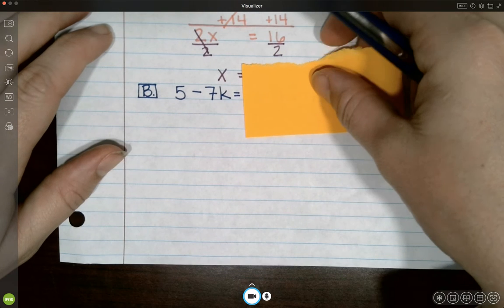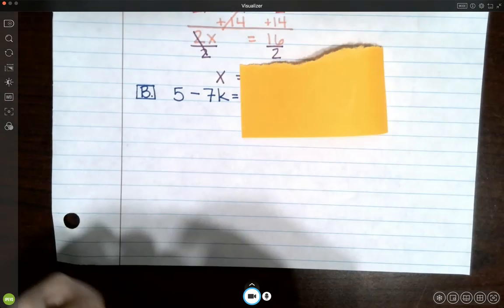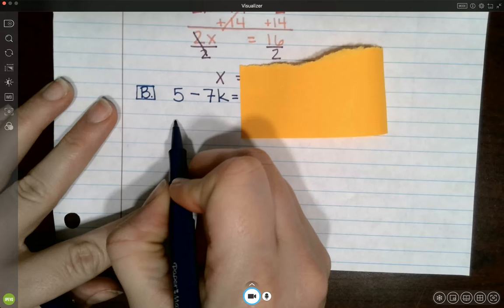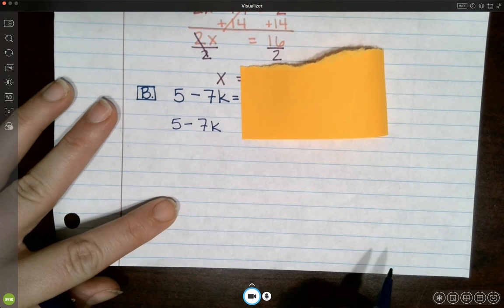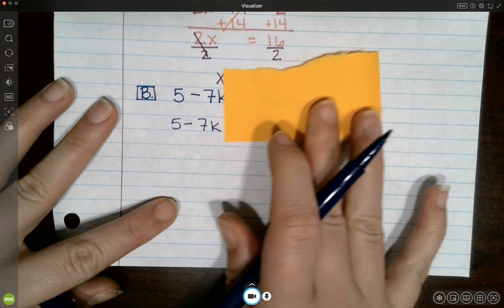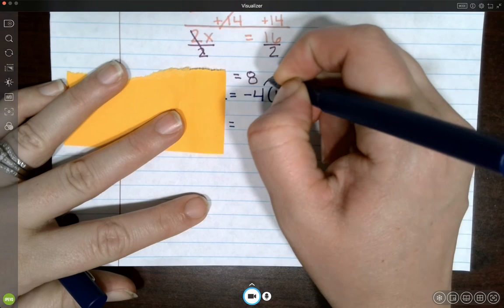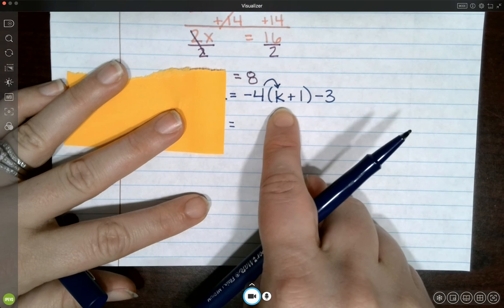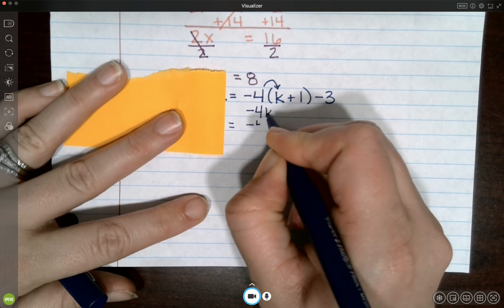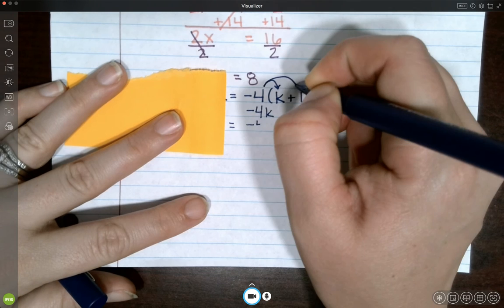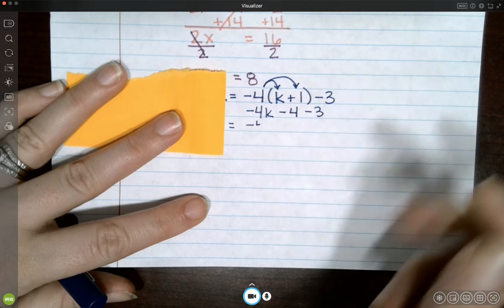So I first look on the left of the equal sign. I have 5 minus 7k. There is nothing that I can do to that, so we're going to just rewrite it as 5 minus 7k. I bring my equal sign down. Now I look to the other side of my equal sign. Notice I have parentheses, so I have to do the distributive property. Negative 4 times k is negative 4k. Negative 4 times 1 is negative 4, and then I say minus 3.